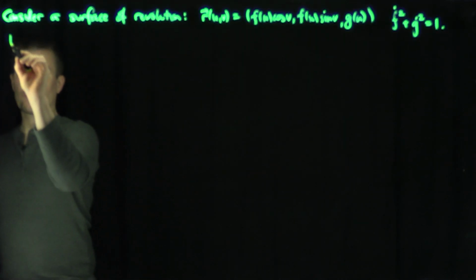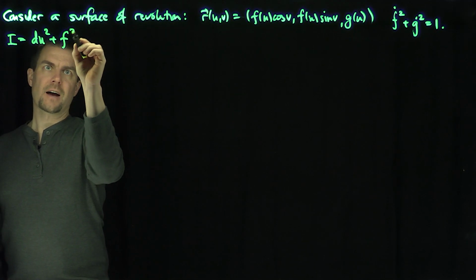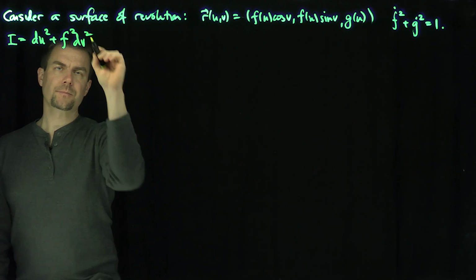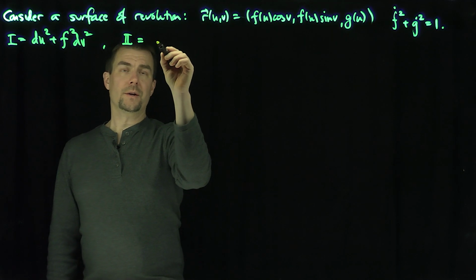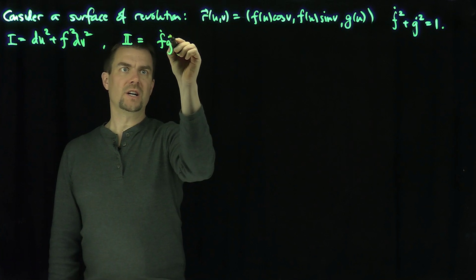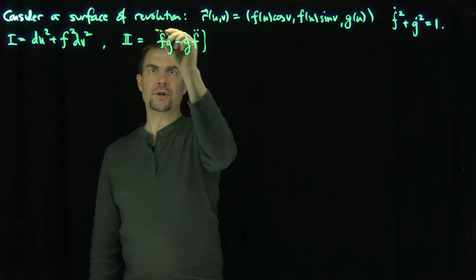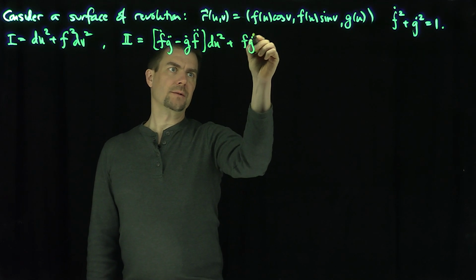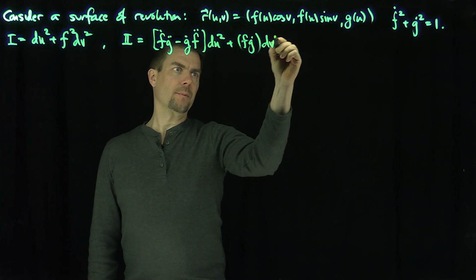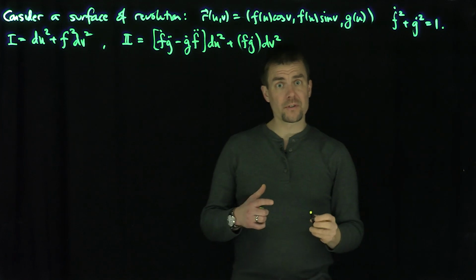We know the first fundamental form. The first fundamental form is du squared plus f squared dv squared. And the second fundamental form, 2, is going to be f dot g double dot minus g dot f double dot du squared plus f g dot dv squared. Okay? And so I'd like to figure out now what are the minimal surfaces of revolution, right?